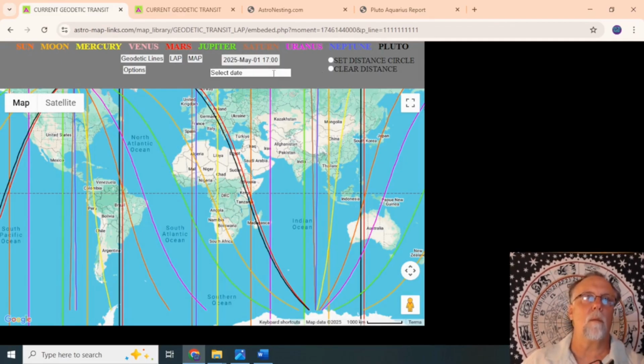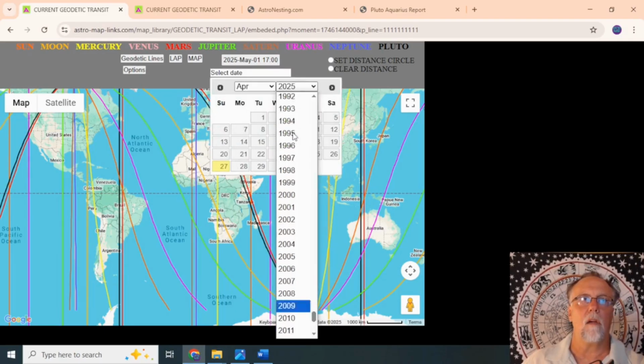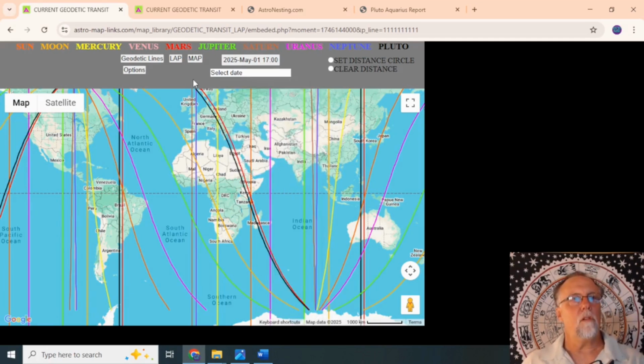You can also look up any date way back. I think I go all the way back to the 1500s. So you can do research with this, but one of my favorite things to do is just pay attention to what's going on in the world, and the geodetic map can be very helpful in understanding it.